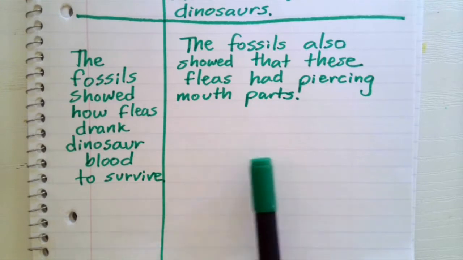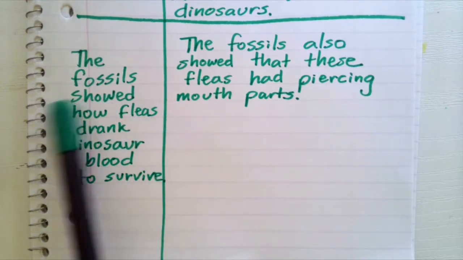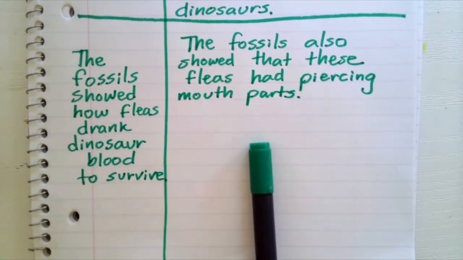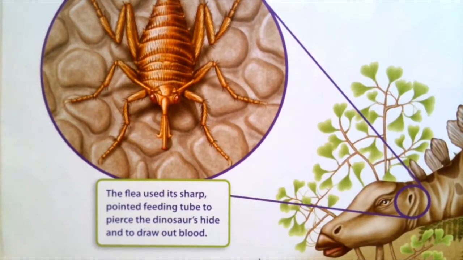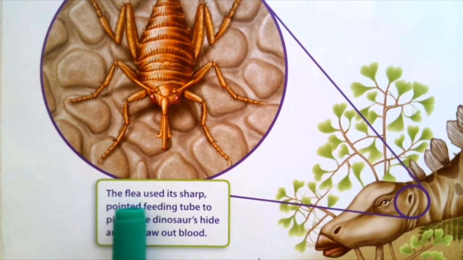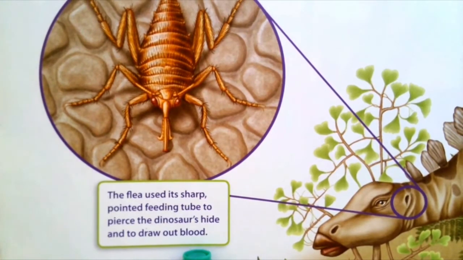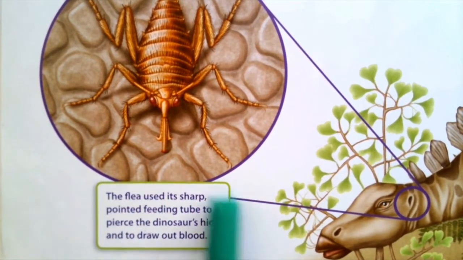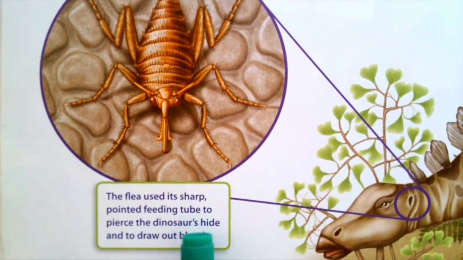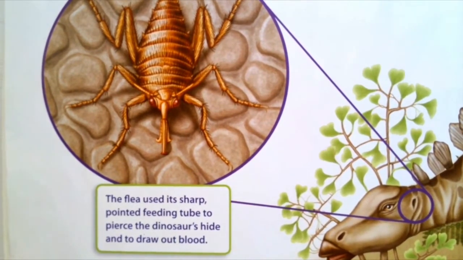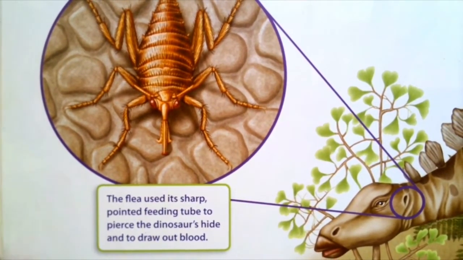We also need more evidence to explain or describe how fleas drank dinosaur blood to survive. Let's look in the text. This diagram in the text explains the flea used its sharp, pointed feeding tube to pierce the dinosaur's hide, and to draw out blood. That is a really helpful piece of evidence. I would like to quote or cite this piece of evidence later when we do our writing. So I will also write down the page that information is on, which is page 8.